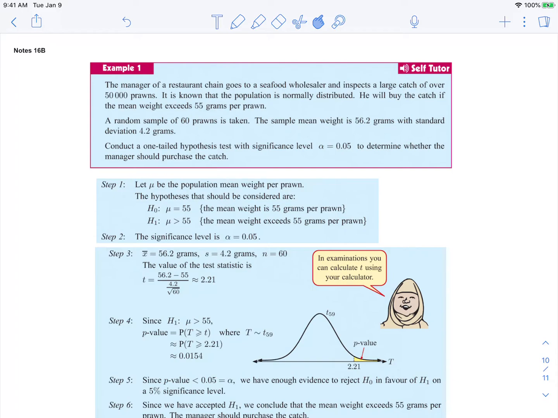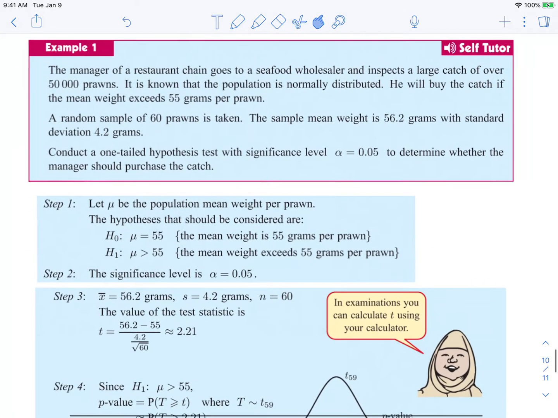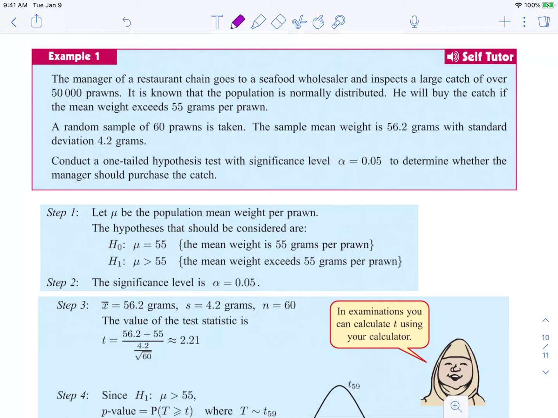And it's asking us to conduct a one-tailed hypothesis test with significance level of 5%, to determine whether the manager should purchase this 50,000 prawns. So we're going to walk through the steps. So step 1, I'm going to pick it apart a little bit.